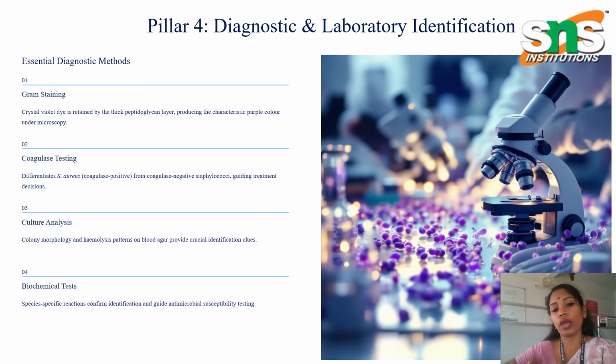The next one is the coagulase test. It differentiates Staphylococcus aureus, which is coagulase positive, from coagulase-negative staphylococci. It is one type of biochemical test. And then culture analysis: by qualitative morphology, blood agar provides identification clues. After that, biochemical tests give specific confirmation, along with the antimicrobial susceptibility test. We can identify by way of diagnosis.